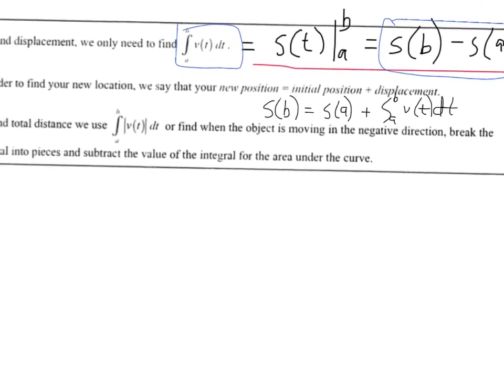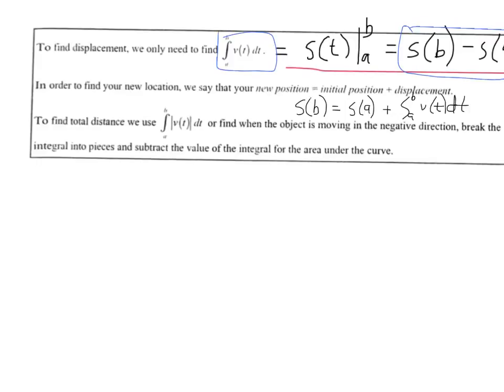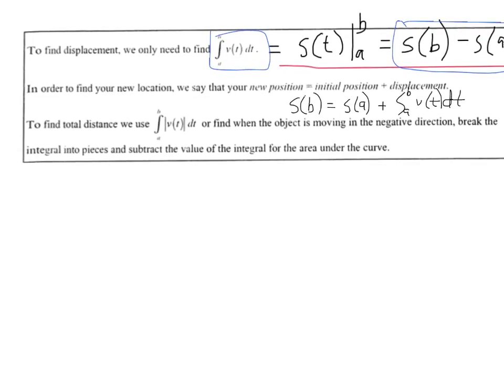Okay, let me zoom back here. And then finally, to find our total distance, we're just going to think about either the absolute value of that velocity equation or break it into chunks and just make sure that every single chunk we count as positive. Very simple, similar to what we call total area in Chapter 5. So let's go through a complete question that might relate some of these things together here.